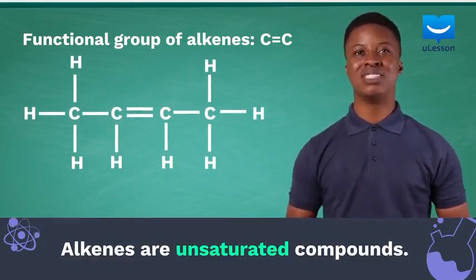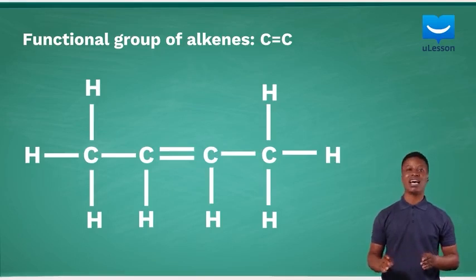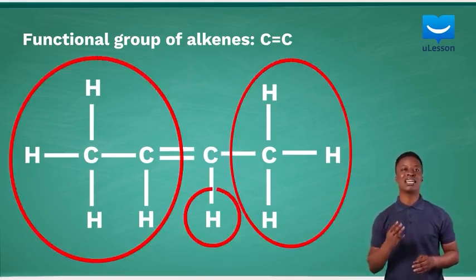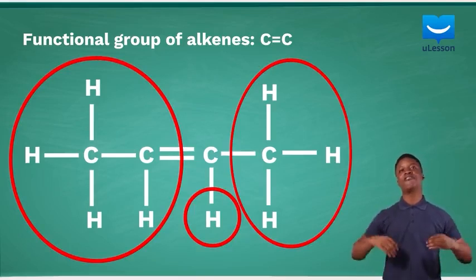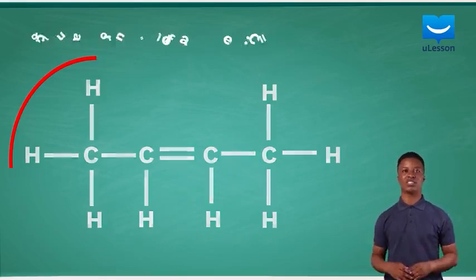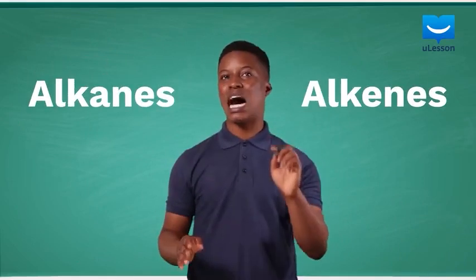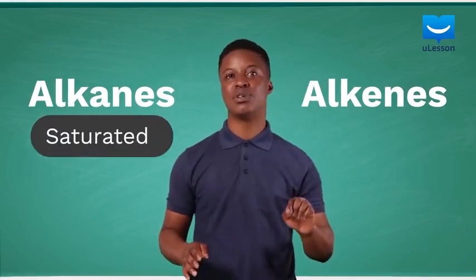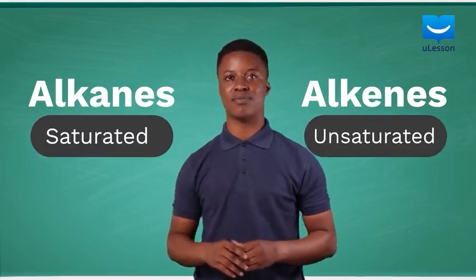This unsaturation stems from the fact that doubly bonded carbon atoms are only attached to 3 atoms or groups of atoms instead of 4, meaning that doubly bonded carbon compounds like alkenes can further take part in chemical reactions. This is the major distinction between alkenes and alkanes. Alkanes are saturated hydrocarbons, while alkenes are unsaturated hydrocarbons.